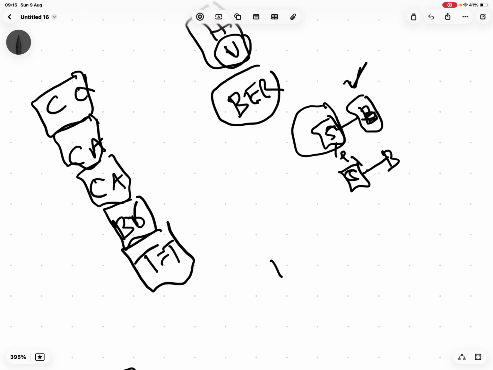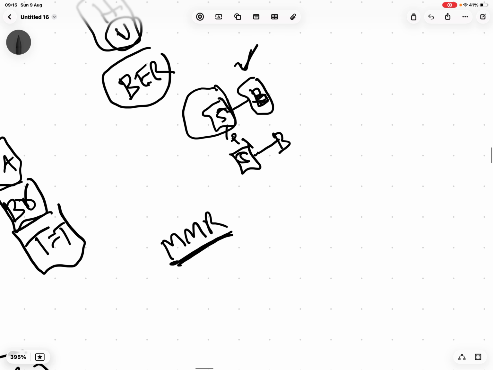There is another one, which is the mismatch repair system. The mismatch repair system is different from the base excision repair system. How is the mismatch repair system different from the base excision repair system? In base excision repair, you find only the abnormal bases, so the abnormal bases are removed.